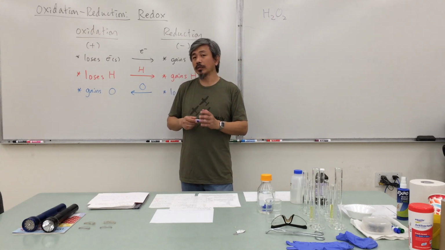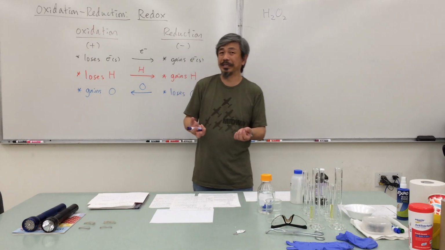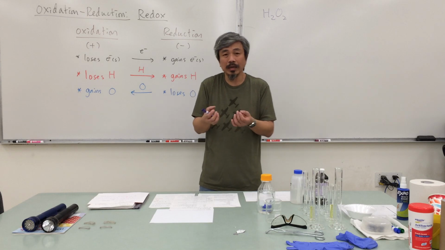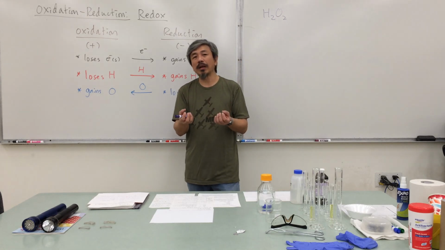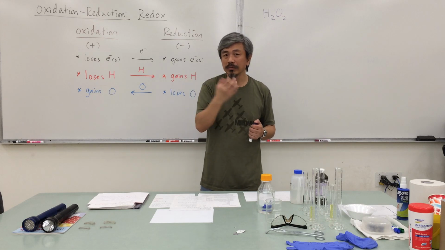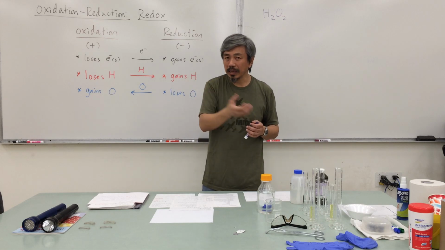Well, you can use it in industrial applications for bleaching flour. Notice when you open a package of all-purpose flour, it's very white, but as it turns out, the original color of that flour is not quite white. It's kind of brownish, yellowish in color. So they use bleach to take out those excess electrons to make it nice and white.